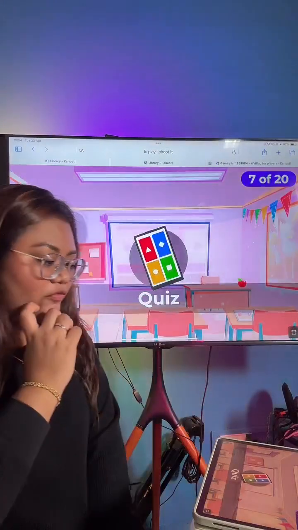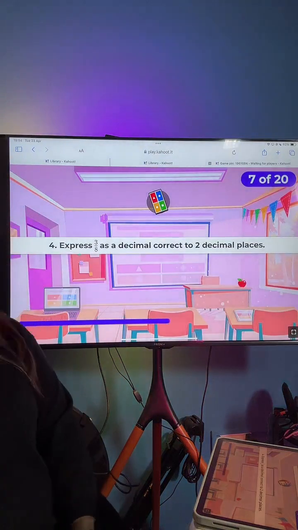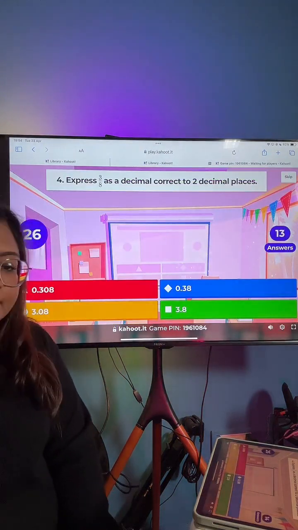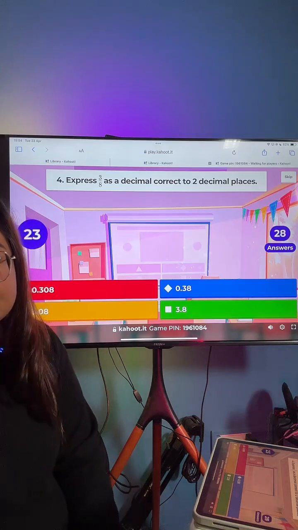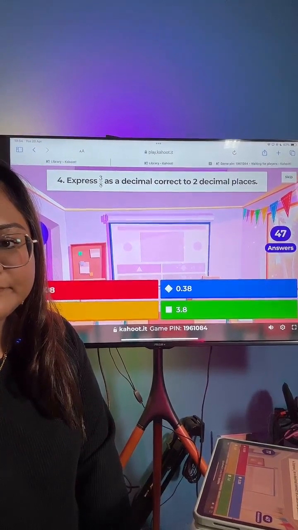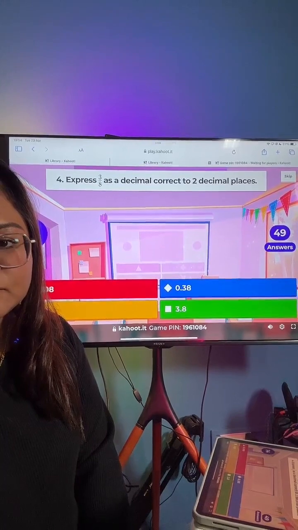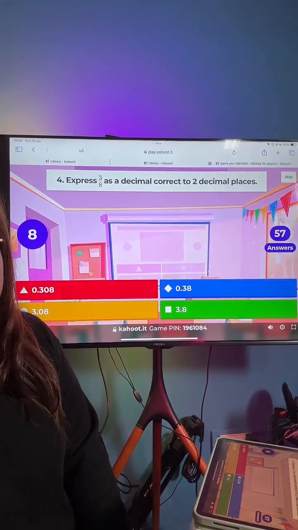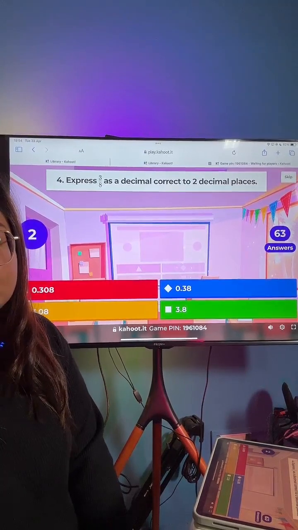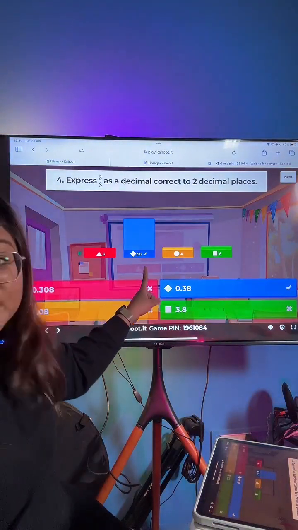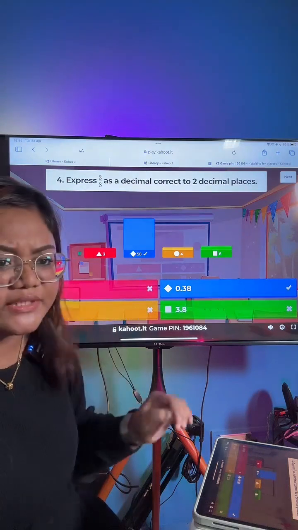Okay, next one. Question number 4. Express 3 out of 8 as a decimal, correct to 2 places. Decimal, but correct to 2 places. Okay. You have 10 more seconds. Two places, yeah, guys. Okay, wow, quite a number of you got this right. Well done. I believe some of you did not have enough time.